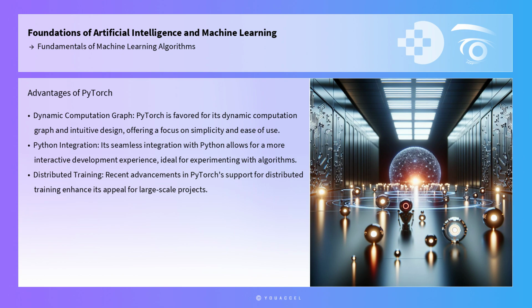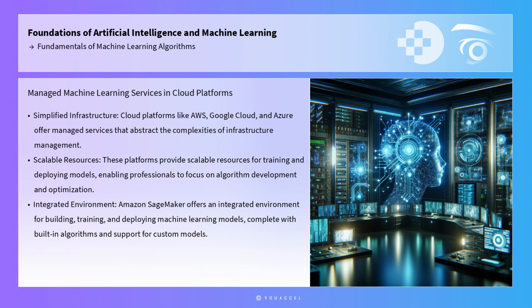learning projects. In addition to these frameworks, cloud computing platforms like AWS, Google Cloud, and Azure offer managed machine learning services that abstract the complexities of infrastructure management. These platforms provide scalable resources for training and deploying models, enabling professionals to focus on algorithm development and optimization. Amazon SageMaker, for example, offers an integrated environment for building, training, and deploying machine learning models, complete with built-in algorithms and support for custom models.